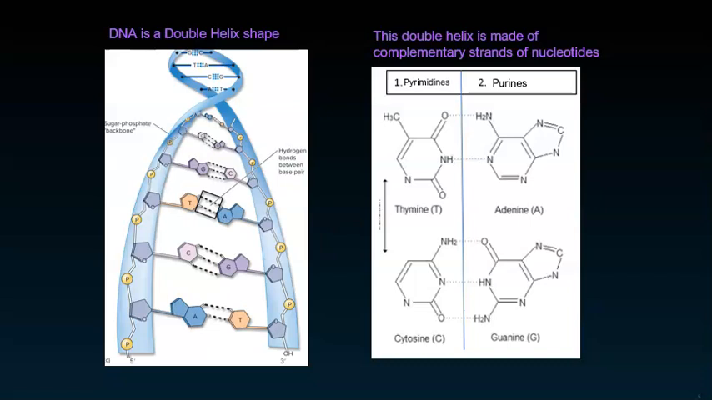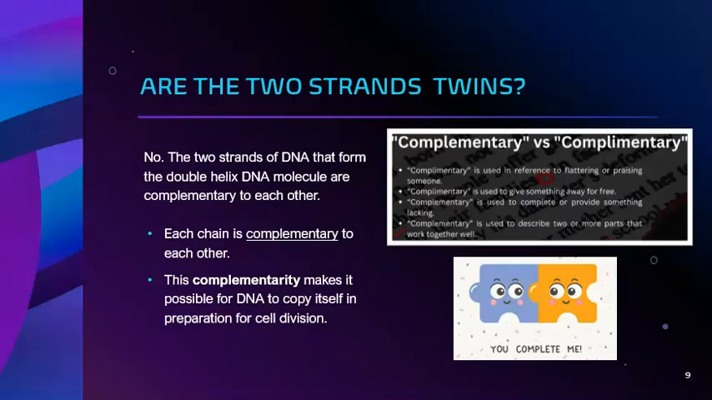So we know that DNA is a double helix shape. And here you can see us zoomed in on those hydrogen bonds that are connecting our opposite bases. So here we have a pyrimidine connected to a purine and a pyrimidine connected to a purine. So these are our complementary strands of nucleotides. Are the strands twins? No. The 2 strands of DNA that form the double helix DNA molecule are complementary to each other. So they're not twins, they're not identical and matching, they're puzzle pieces that are completing each other. That means they are complementary.